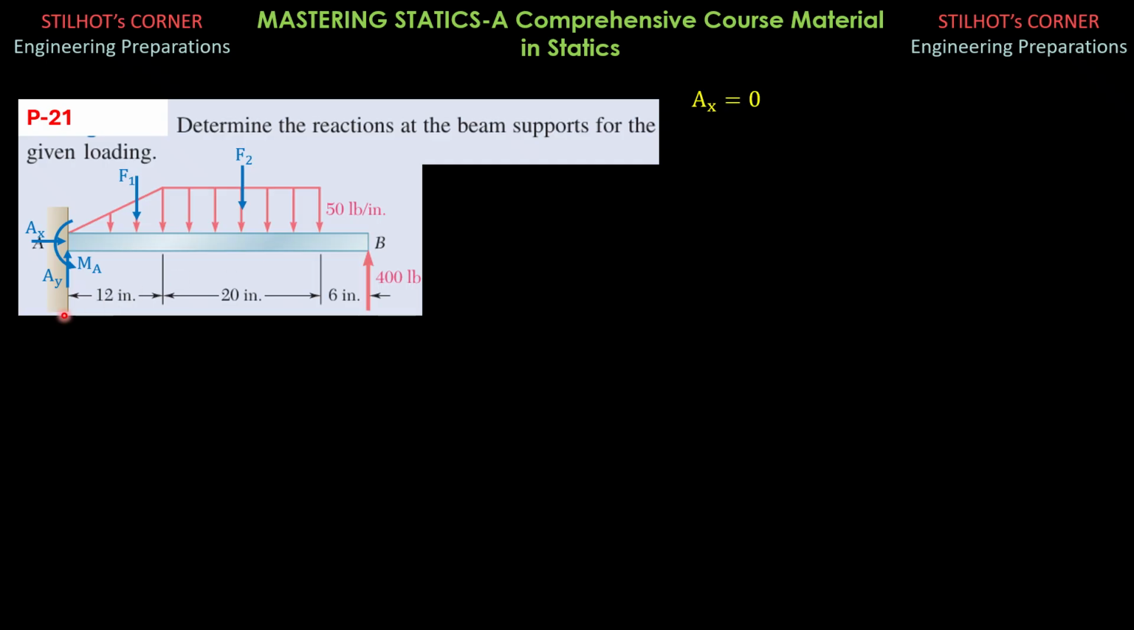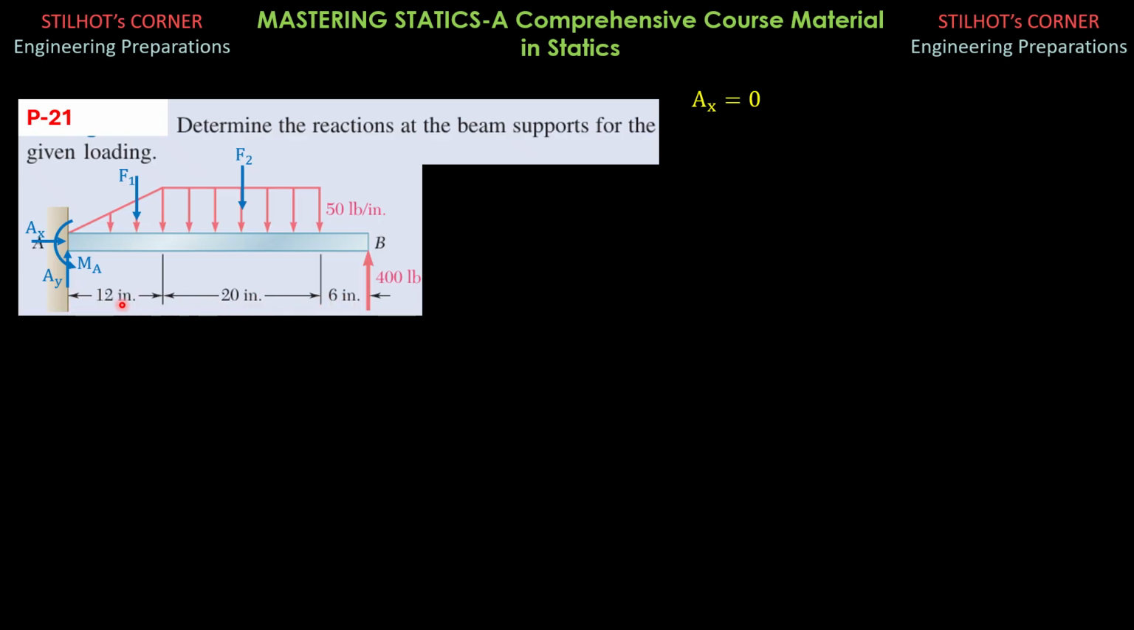Next, you cannot solve for Ay yet. We can solve for Ay by summing forces y, but we'll do that later. We solve for MA first. We sum up moments about A. So from the figure, counterclockwise positive, so MA counterclockwise plus 400 times this distance, which is 38.